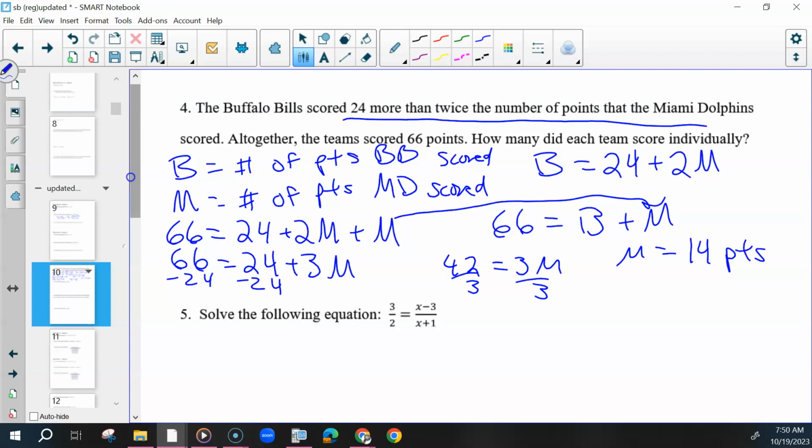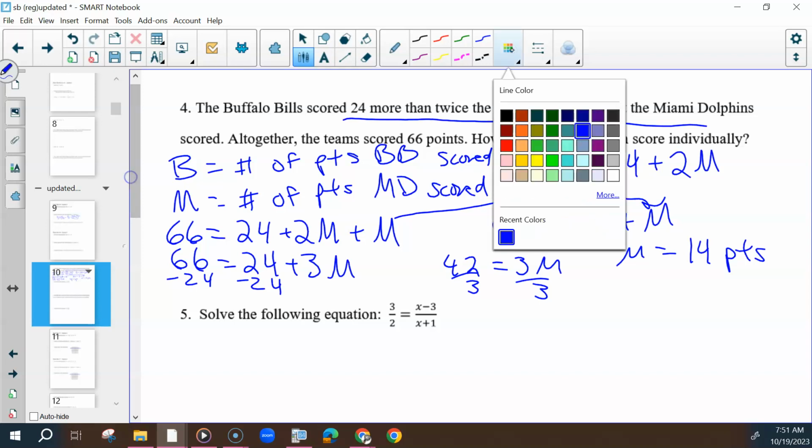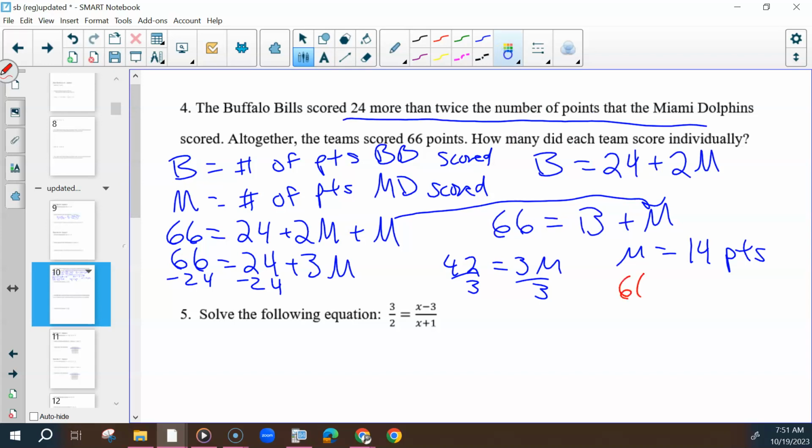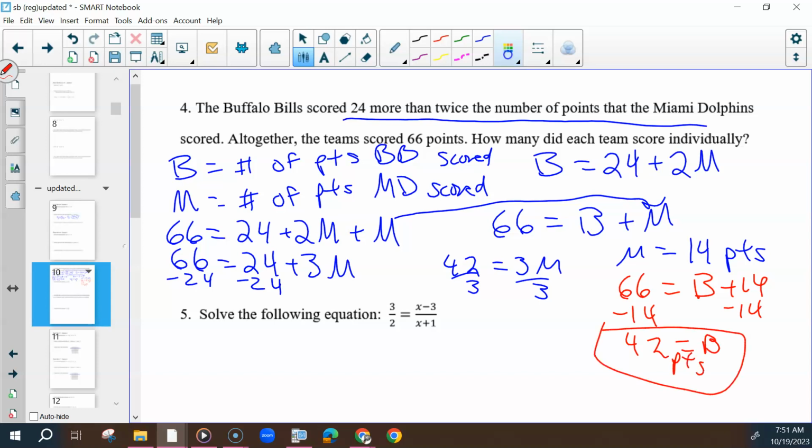Then we just need to figure out how many points the Buffalo Bills scored. So you can do that a couple different ways. You can either put 14 back in here, or you can put it back in here. So either or, it doesn't matter. So let's say I put it back in this one. That means the Buffalo Bills would have scored 42 points.